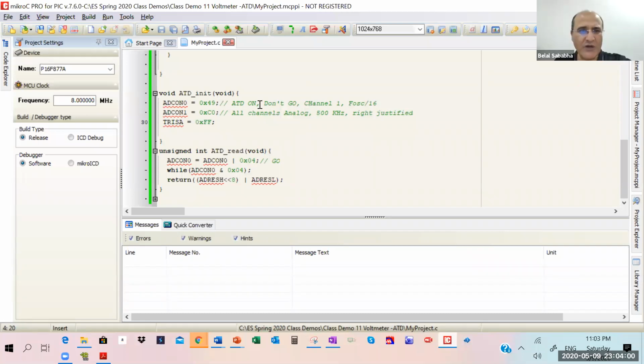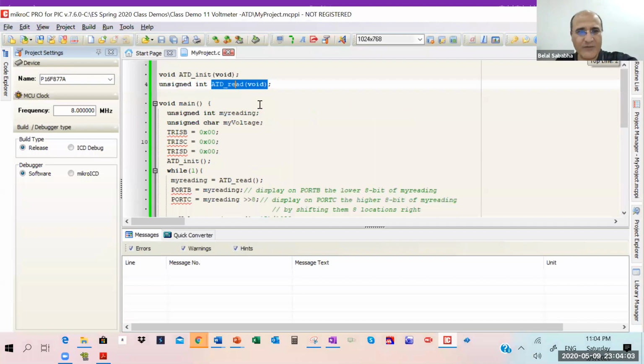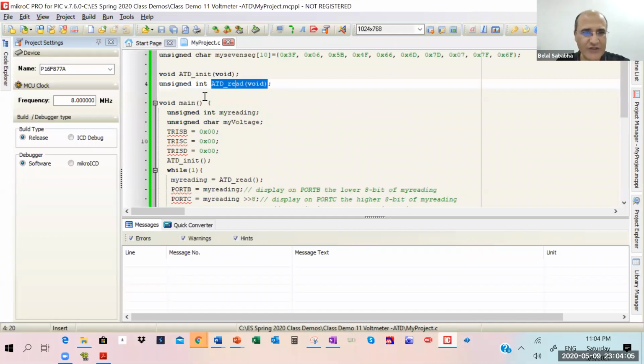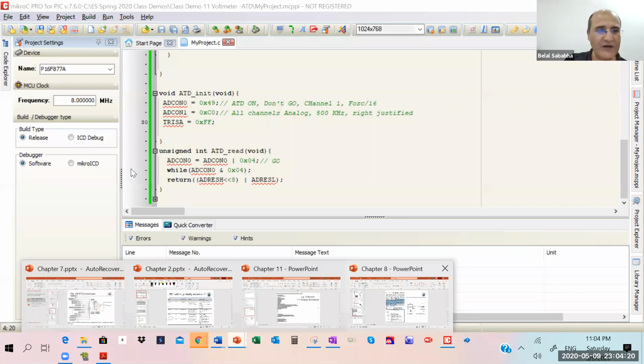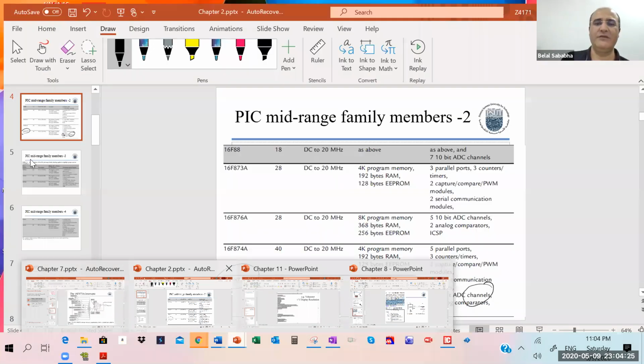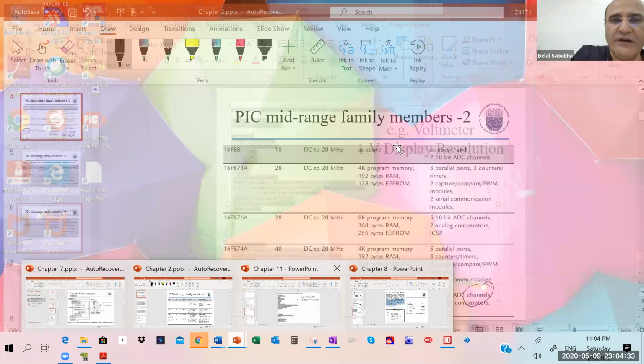I can write them inside main like this and it would be messy, but I wrote them as functions so you can use them. It will be easy and more practical for you to use them. So in AD con 0 I wrote 49. If I go to AD con 0, where is AD con 0? Here is AD con 0. Let me show you what we did. 49, right, meaning 0100, then the 9 is 1001.